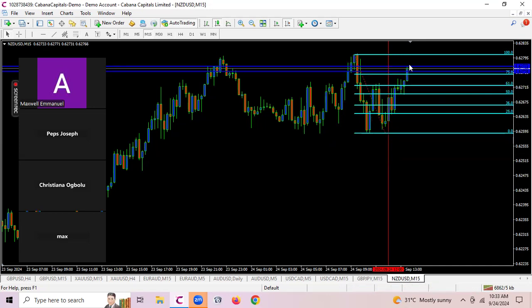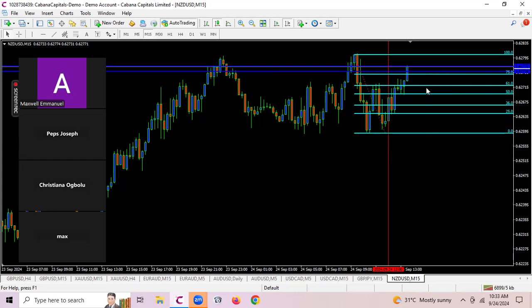Wait for price to pull back to premium. And as you can see, price is at premium at the moment. So all you need to wait for is a bearish reversal pattern to form. You should close below this low, the low of this fair value gap, before you sell.